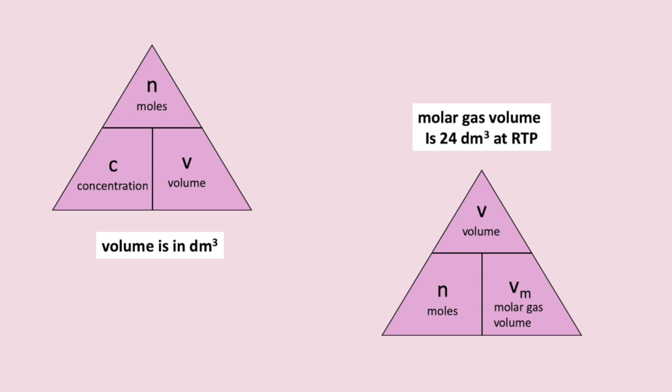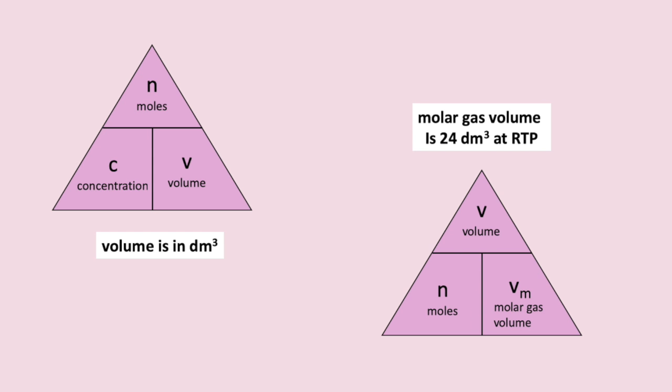Another equation is n equals CV. Moles equals concentration times volume. It is important to remember that volume must be in decimeters cubed. If your volume is in centimeters cubed, you will have to divide by 1,000.